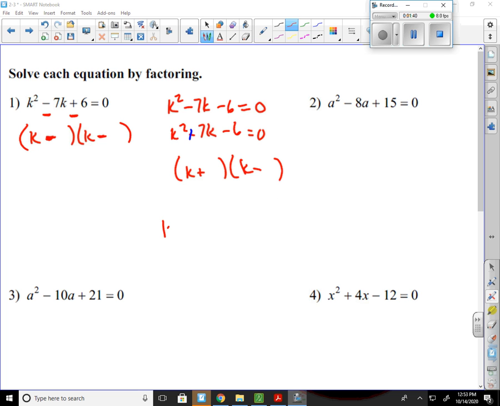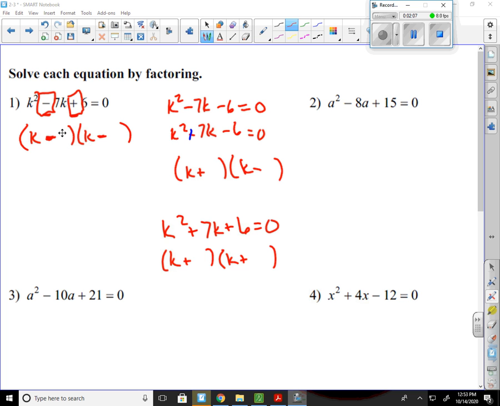Lastly, if they're both pluses, k squared plus 7k plus 6, it tells us that both of our signs inside are going to be pluses. So just by looking at these signs, I can tell exactly what the format of the problem is going to be like.